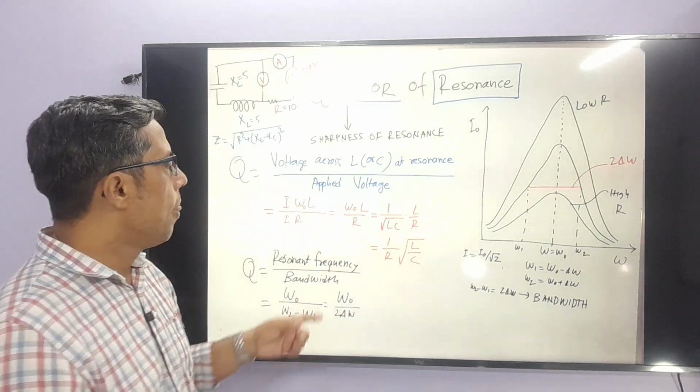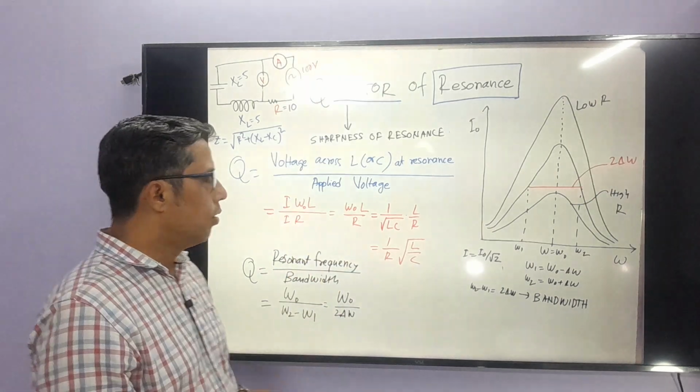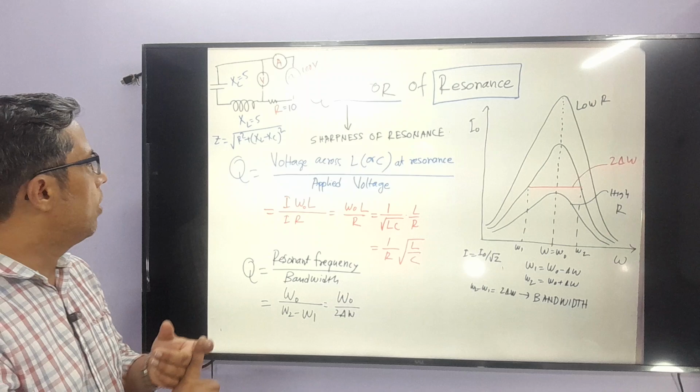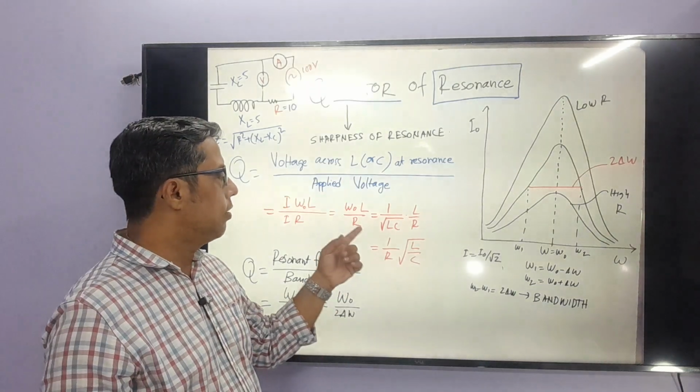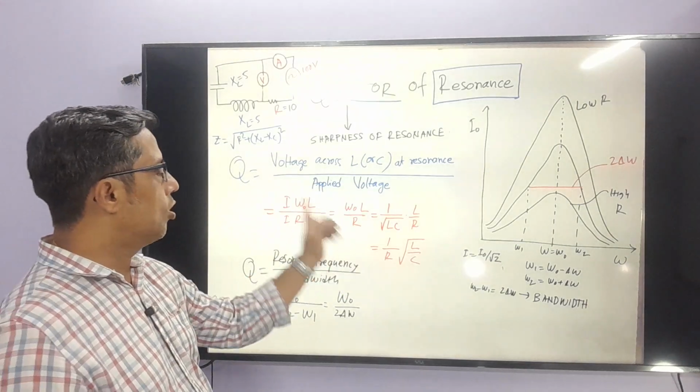From here, we already know that ω0 is 1 by root over LC. When we set XL equal to XC, we get ω0 equal to 1 by root over LC. Okay, fine. So this is the expression of the Q factor.